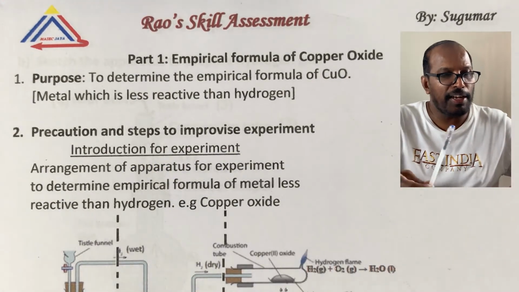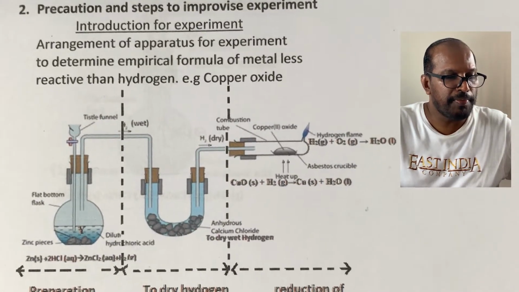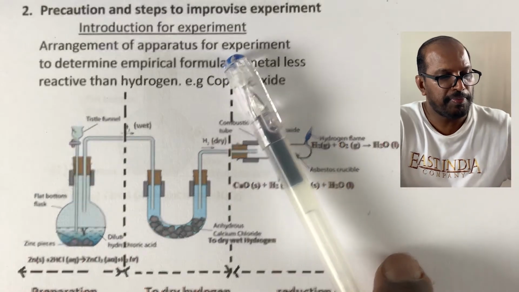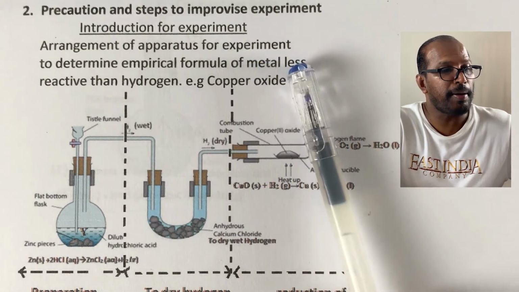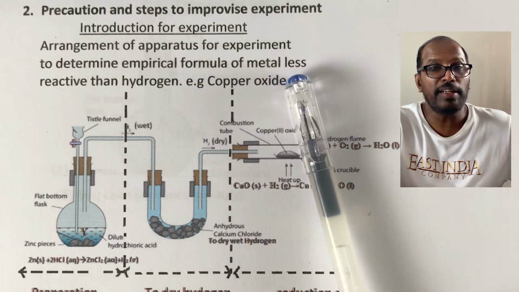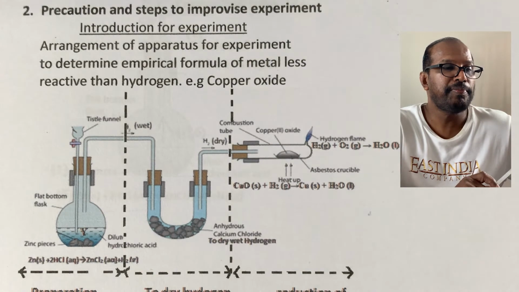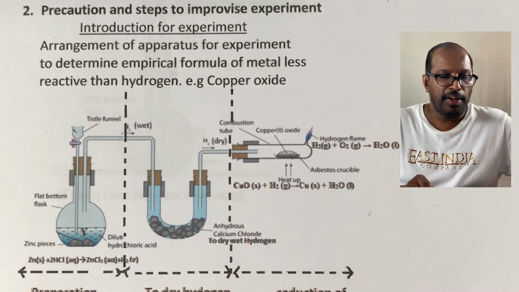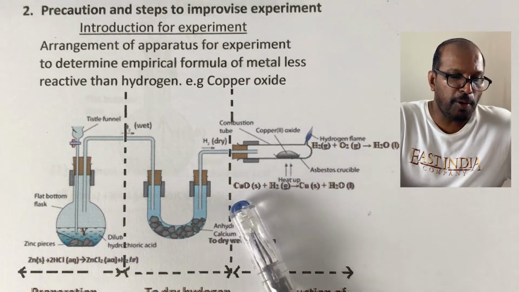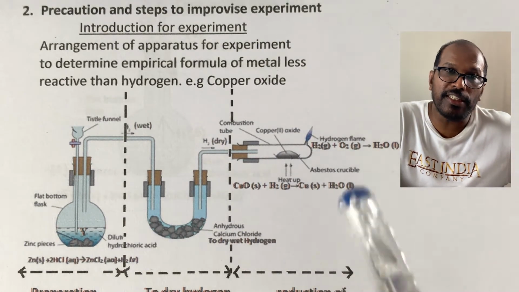The first thing I've given you here is the arrangement of apparatus for the experiment. To determine the empirical formula of a metal oxide which is less reactive than hydrogen, for example copper oxide, we need to reduce copper oxide. Copper oxide can be reduced by hydrogen. Therefore I'm using hydrogen in this experiment.